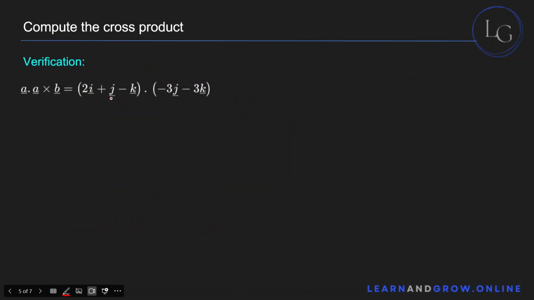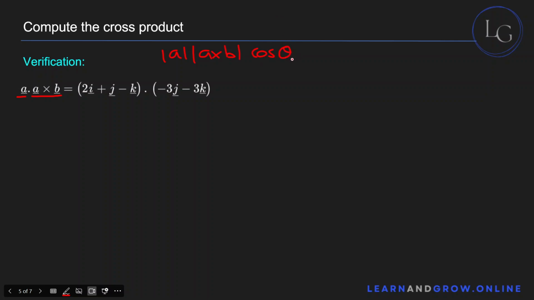Now we need the verification. We see if the vector A and the vector B are actually perpendicular to A cross B and B cross A. So let's first take A in relation to A cross B. You take the dot product of A with A cross B, because the result of this is the magnitude of A times the magnitude of A cross B into cos of the angle between them, right?